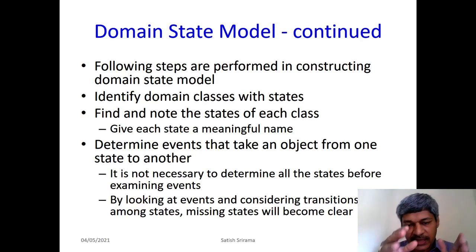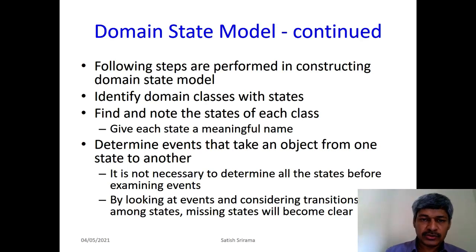So now we are looking at the stages of this object-oriented development process. During the preparation of the domain state model, you have to find all the states of each and every class and give each one a meaningful name. Then you have to determine the events that actually take an object from one state to another state. So we have to find out all these events. When you are noting down all the states for each class in this step, it is not necessary to determine all the states before examining the events.